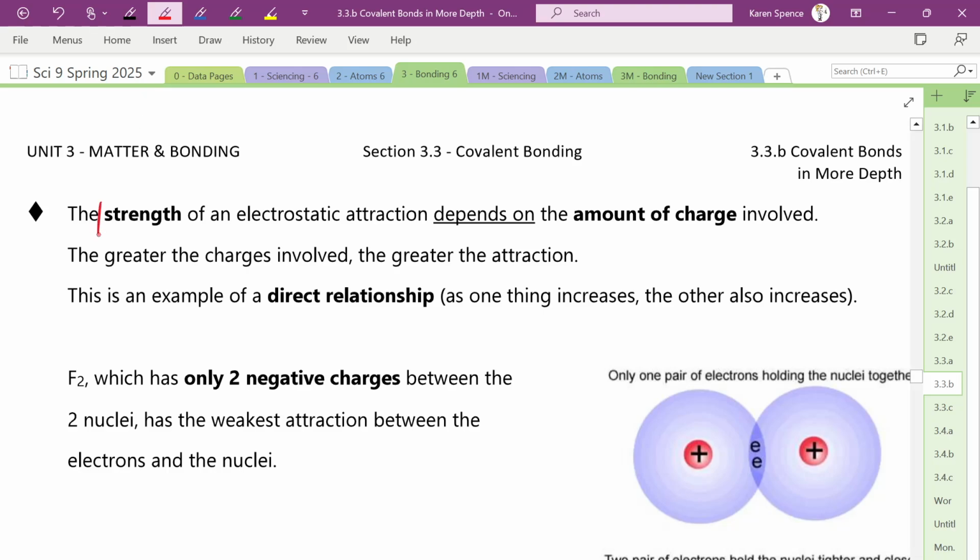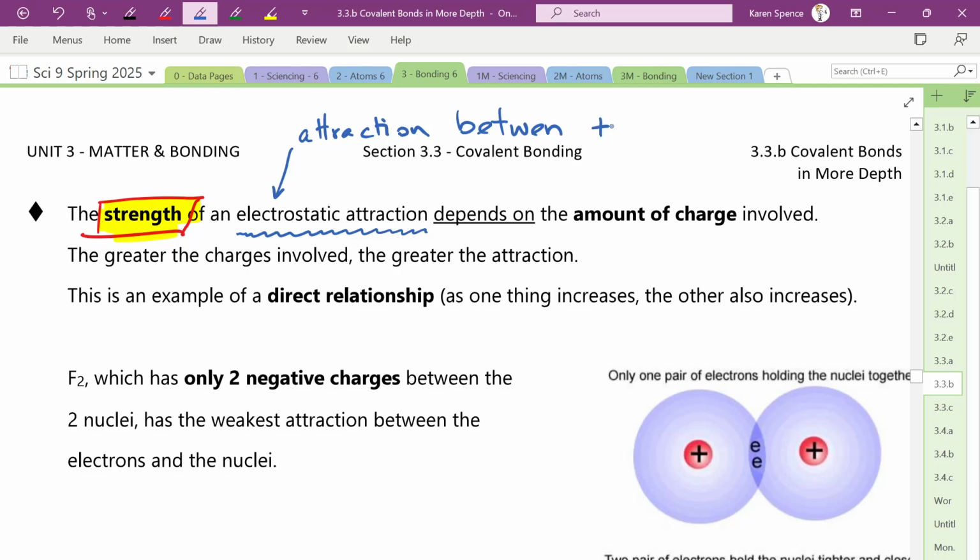the strength of the electrostatic attraction, do you guys remember that word? Electrostatic attraction, that is the attraction between positive and negative charges. And how strong that attraction is going to depend on how much charge you have.